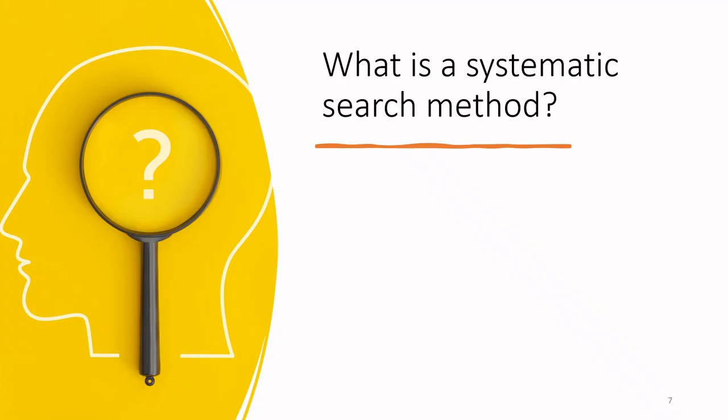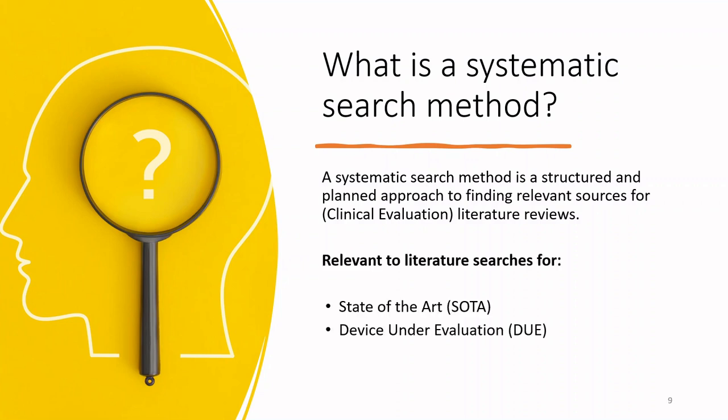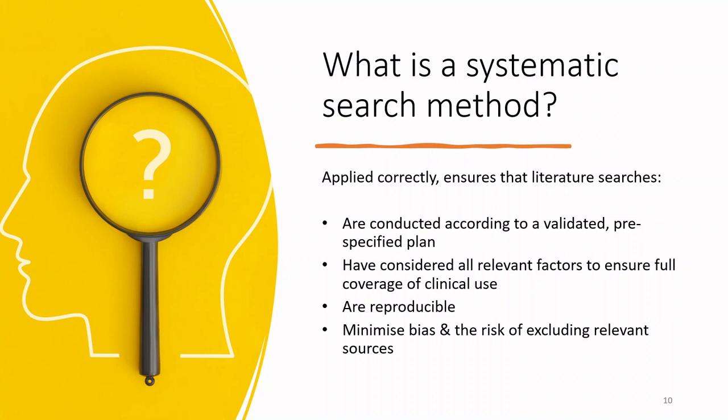Okay, so we'll begin with the basics. What is a systematic search method? Well, it is a structured and planned approach to finding relevant sources for literature reviews, and in this case we're talking about its application to clinical evaluation. From a clinical evaluation perspective, it's relevant in two sectors. It's relevant to the literature search that's conducted for the state of the art, but also of course for the search that needs to be done for the device under evaluation, and ideally they are two separate searches documented and recorded separately.